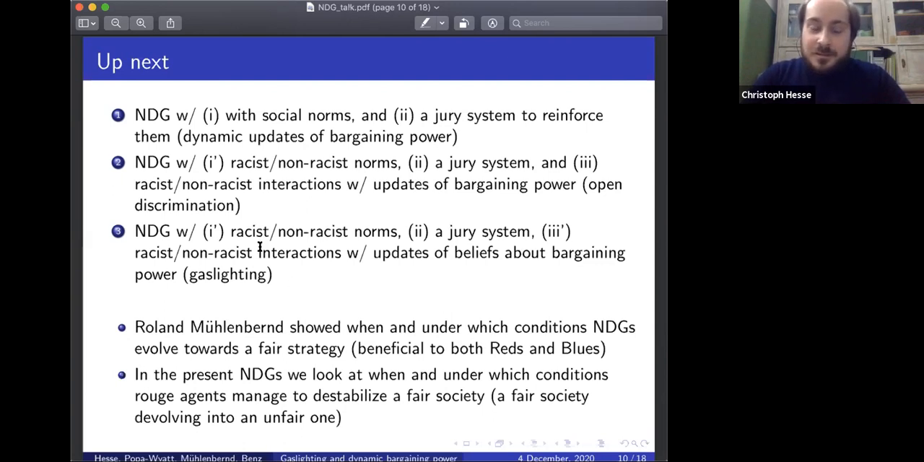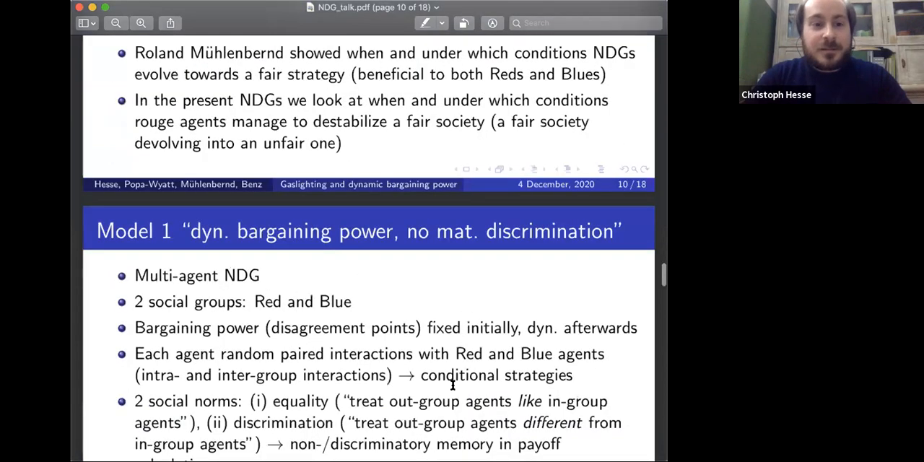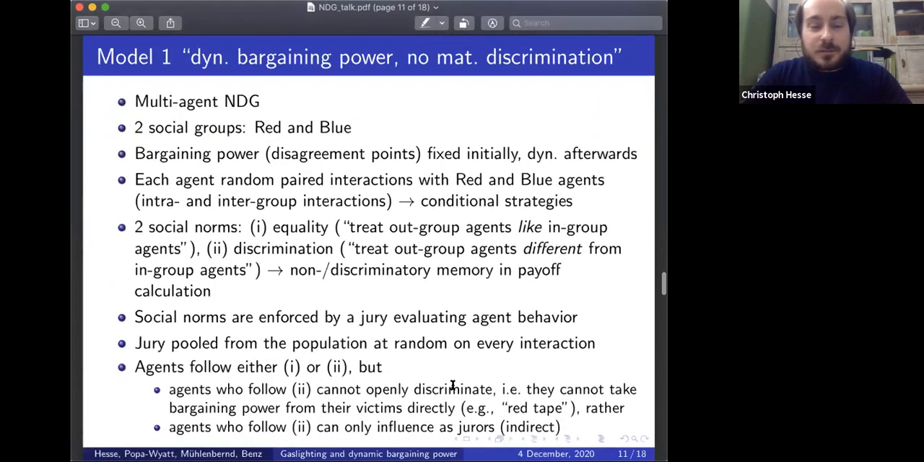But in this talk, I'm presenting Nash demand games where we look at the opposite, where we look at when and under which conditions rogue agents manage to destabilize a fair society. So we start from a fair Nash equilibrium, and then we see how much impact the racists need to have, how much influence they need to exert on this society for this society to devolve into an unfair one, which I think is probably quite interesting to see.